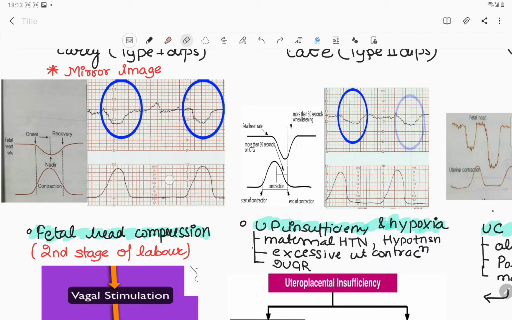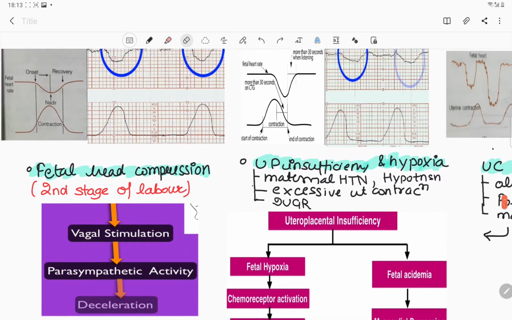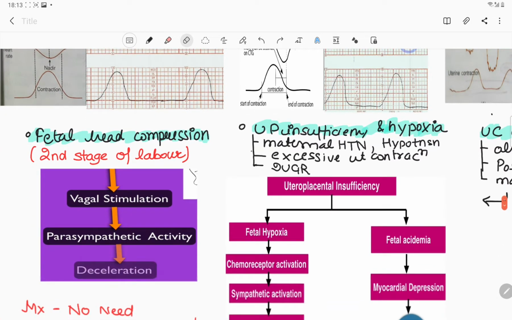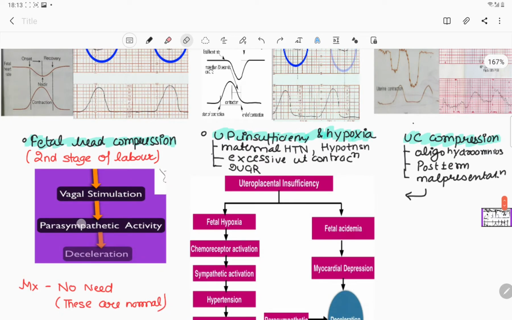This is a CTG showing the early or type 1 dips. It occurs during fetal head compression, which occurs during the second stage of labor, due to vagal stimulation leading to activation of the parasympathetic nervous system, and there is deceleration. There is no need of management because these are normal decelerations.